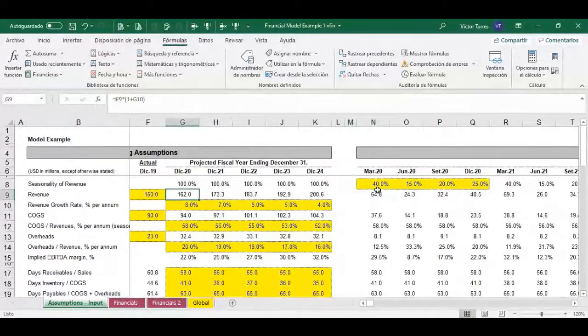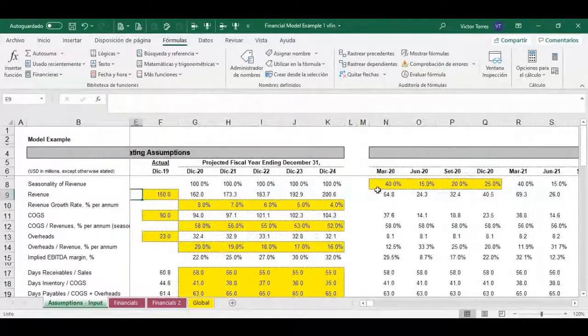So here in revenues, I'm transforming what we have from an annual perspective into a quarterly perspective. I'm going to go very quickly because this is just a template for an example, but we're going to drill into this in the next weeks.